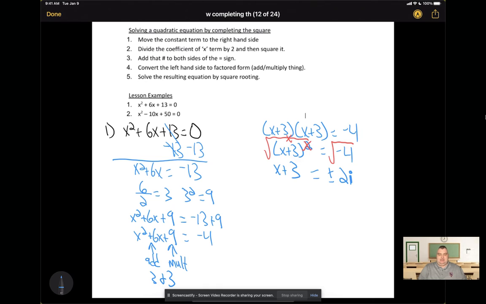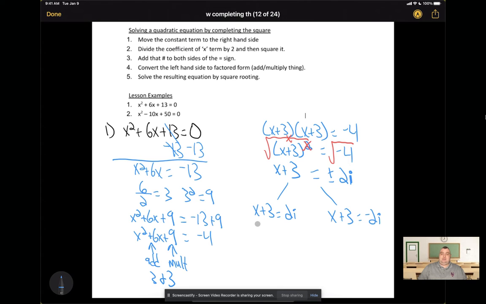Now, what does that mean? The positive and negative, that means I'm going to solve this equation, I'm actually going to solve it twice. I'm going to solve the equation x plus 3 equals positive 2i, and I'm going to solve the equation x plus 3 equals negative 2i. That's where the positive, negative, the plus minus comes in. So I'm actually going to solve it twice.